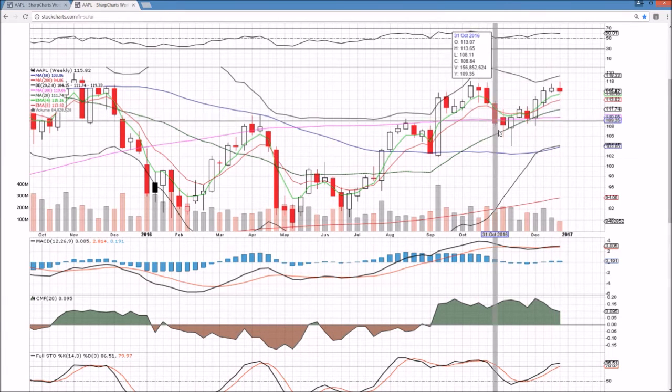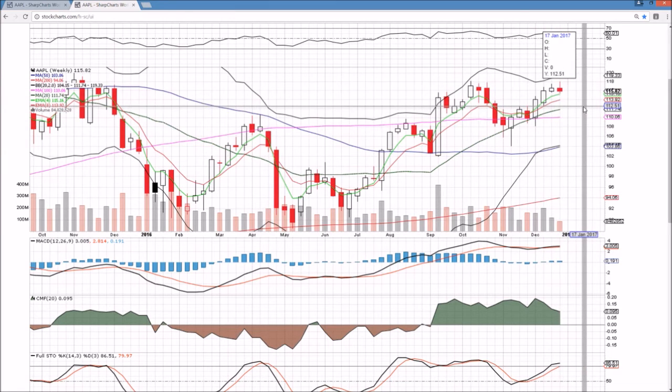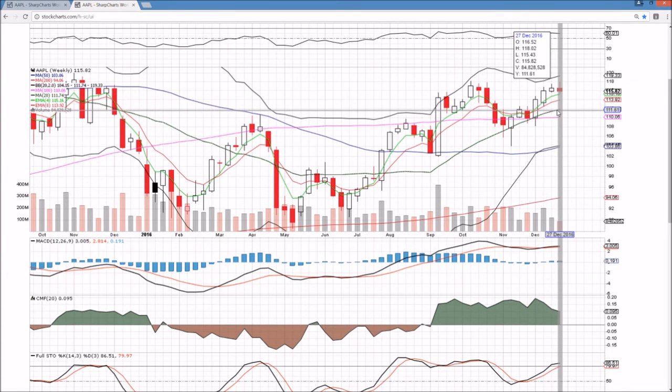So that's a target. We bounced off of this middle Bollinger Band weekly 4 weeks as we continue to show strength. So we'll be keeping an eye and making sure the bulls can hold that level.